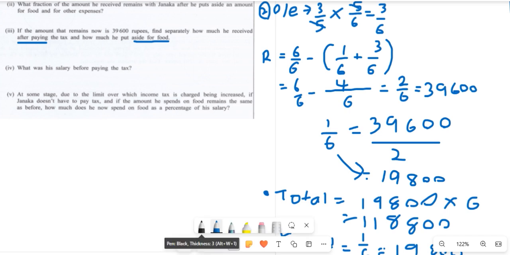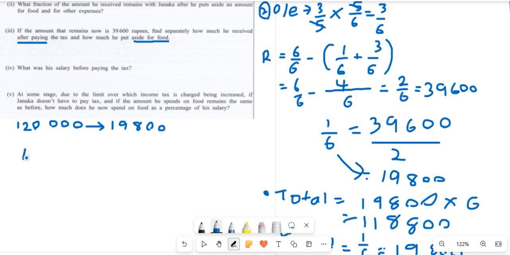So he had a total salary of 120,000. From this he put aside 19,800 for the food. Now they are asking what is the percentage for the food now. So the total salary is 120,000.